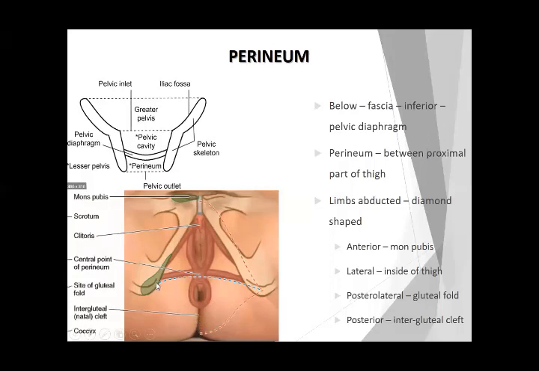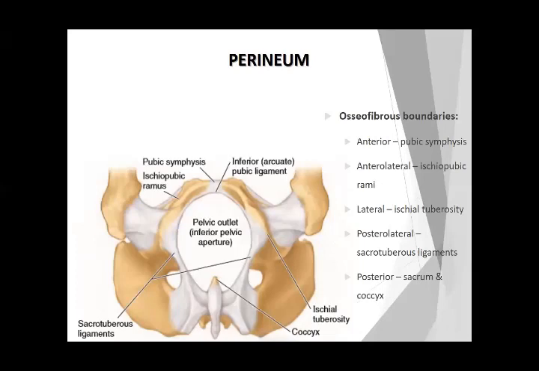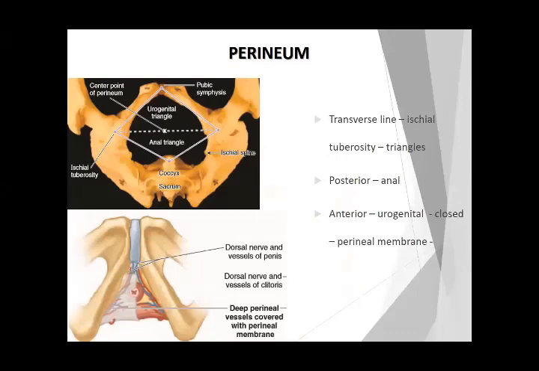I repeat once again, the person standing, legs wide apart. The perineum is the area bounded anteriorly by the mons pubis, laterally by the medial surfaces of the thigh, uppermost part of inside of the thigh. Posterolaterally, we have the gluteal folds, and still posteriorly, we have the intergluteal cleft. Now, what we have are the osseo-fibrous boundaries. That means bony and fibrous connective tissue.